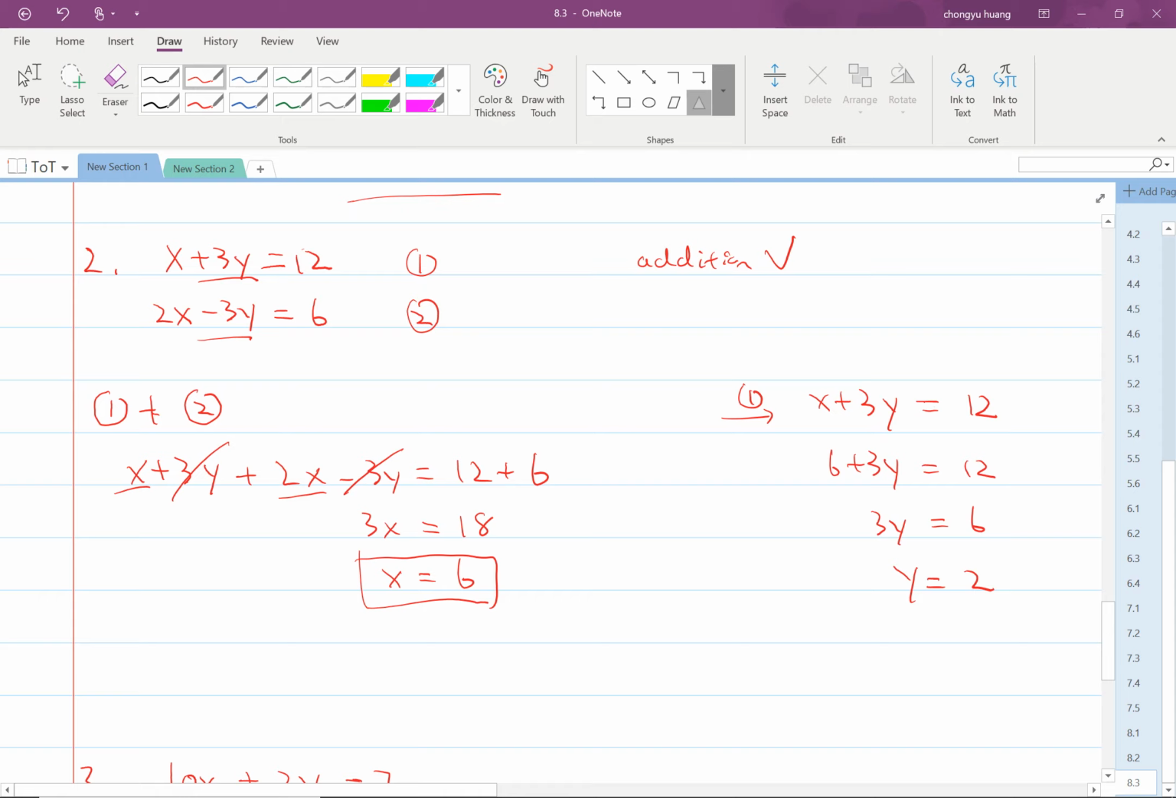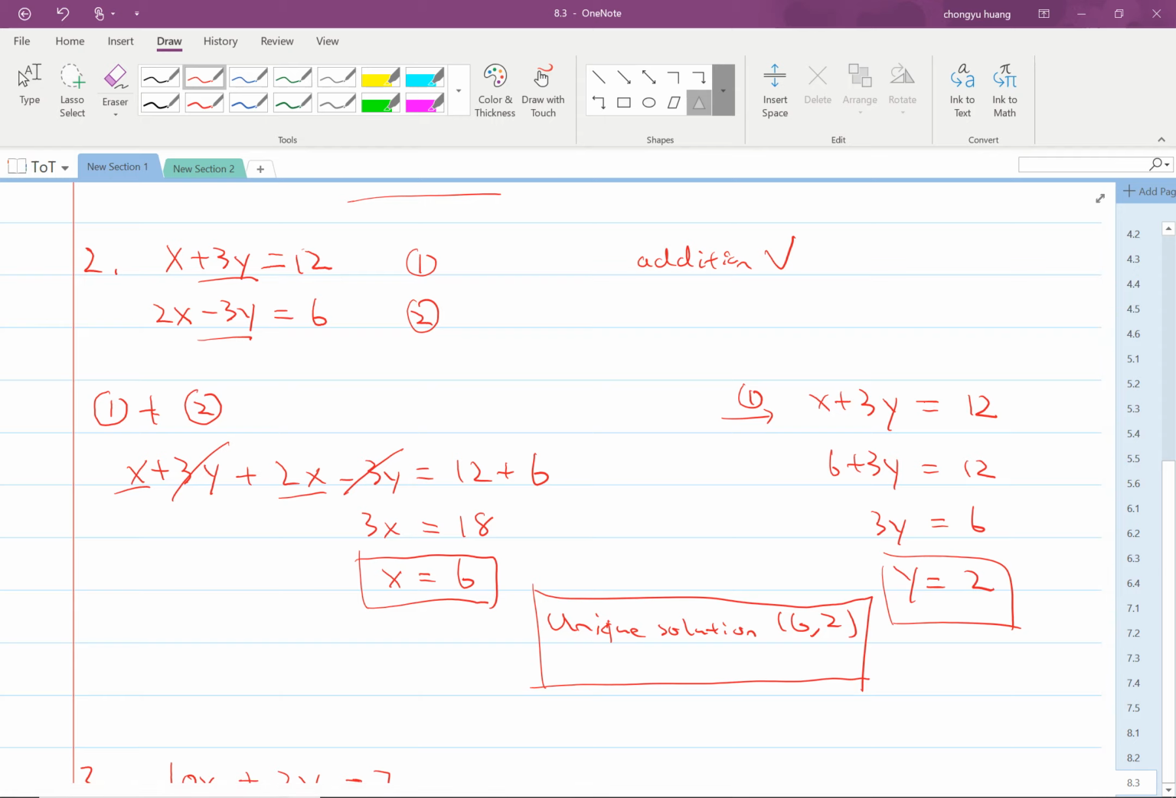Okay, so let me take a look. Yes, so as you can see, we have a unique solution over here. x is equal to 6, y equal to 2. Okay, so now this problem gets solved. So this is basically the logic, right?